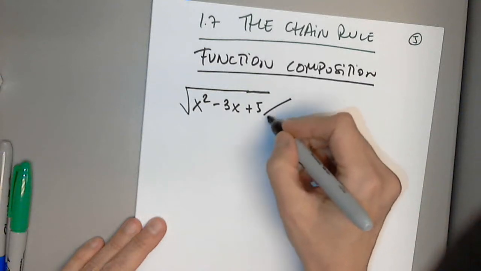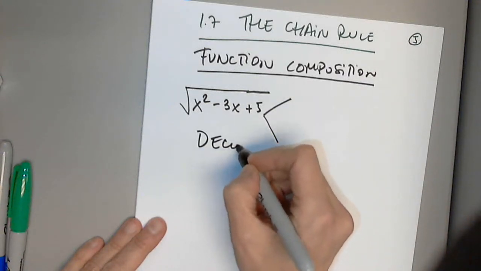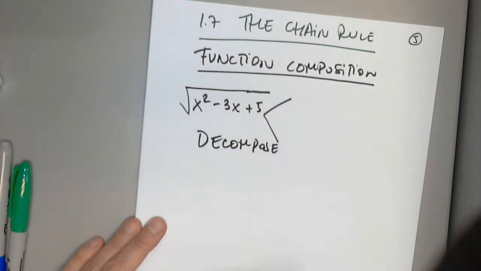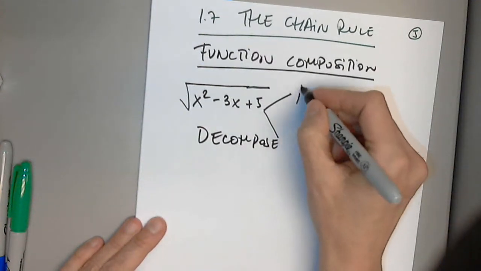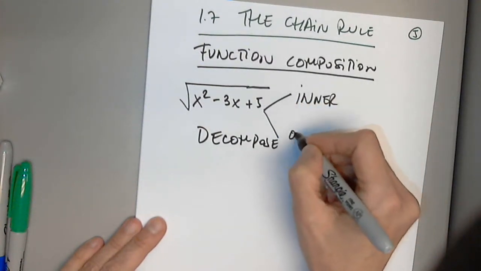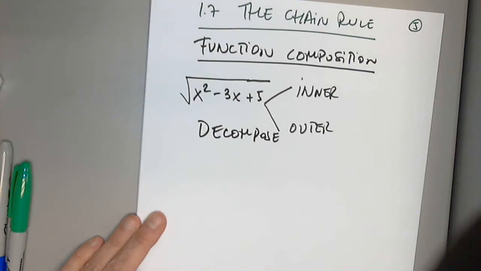I would like you to decompose this function into what we call inner and outer. That's what I torture my algebra students with because of this topic. In other words, I'm given this function and I'm asked to evaluate for x equals 0. Which part of this do I start with?